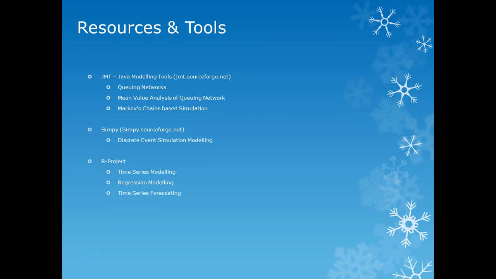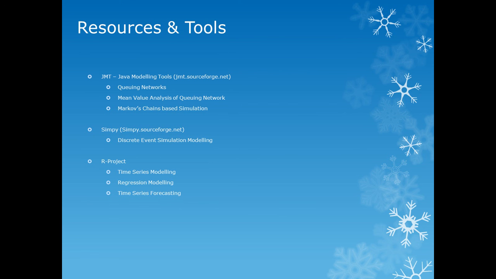However, JMT or Java modeling tools is an open source toolkit available to you that offers you a combination of different analytical models and simulation models. You have queuing networks, MVA or mean value analysis of queuing networks, and Markov chains, which gives you the ability to validate your design assumptions, build a model of your system, and forecast the performance of the particular system.